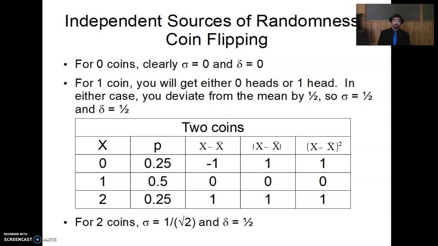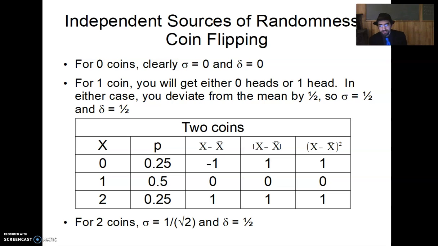For one coin, the average is always going to be half a head, right? But it'll either be 0 heads or 1 head. In either case, you deviate from the mean by 1/2. That means any realistic measure of your deviation from the mean should give you a 1/2, because no matter what, you are always 1/2 away from your mean. So if your measure of deviation from the mean doesn't tell you 1/2, there's something funny about that. So obviously, sigma is going to be a 1/2 and delta is going to be a 1/2.